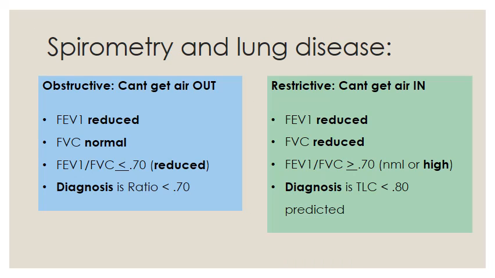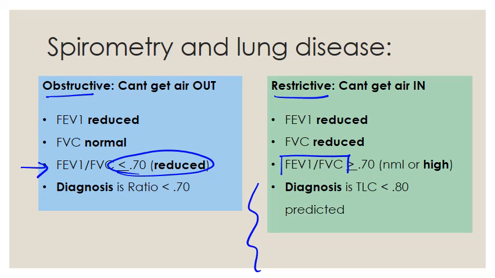Just to summarize a couple of final points about the diagnosis of obstructive lung disease and restrictive lung disease, we can diagnose obstructive lung disease based off of this reduced ratio of FEV1 over FVC. If it's less than 70%, you have your diagnosis. In terms of restrictive lung disease, this ratio can actually be normal or high.